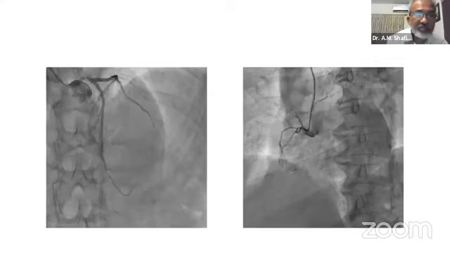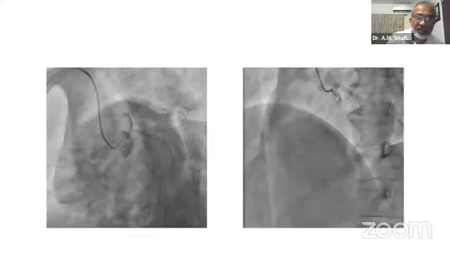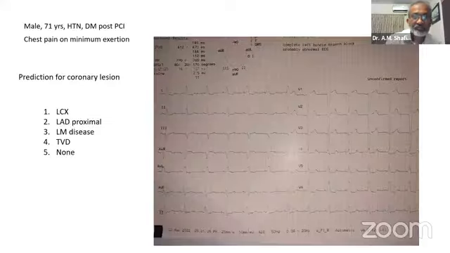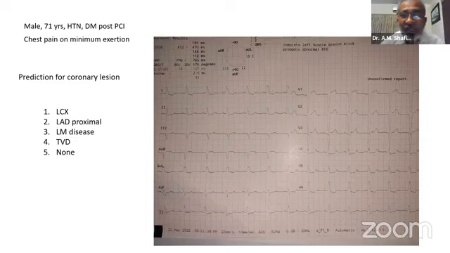So this is a very important thing: if you look into the ECG again, definitely this is an LBBB. At the same time, there is some ST elevation in aVR and V1, V2 as well. More important is the patient having chest pain on minimum exertion. And one thing I already told: the patient has a stent in left main to LAD and LCX bifurcation. That is one of the clue points for where the disease could be.